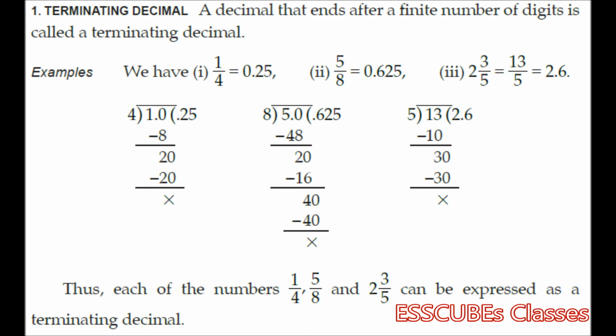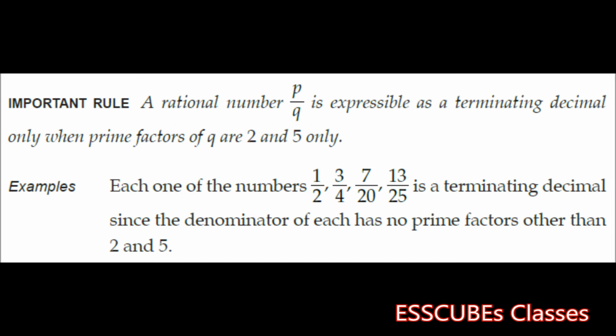Same is the case with 5 by 8 or maybe 2 3 by 5. If I keep it as a mixed fraction, that comes down to 13 by 5 and it yields the result 2.6. In each of the cases, the remainder is 0. Thus, each of the numbers 1 by 4, 5 by 8 and 2 3 by 5 can be expressed as a terminating decimal. There's an important rule to this.